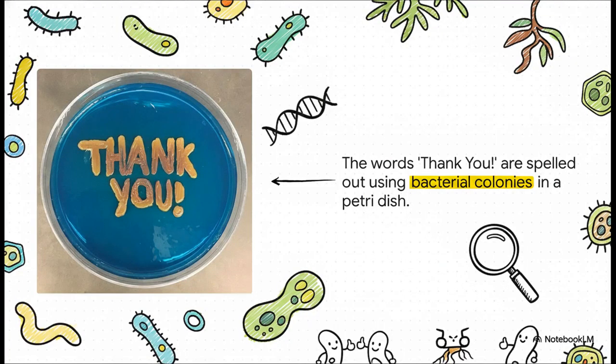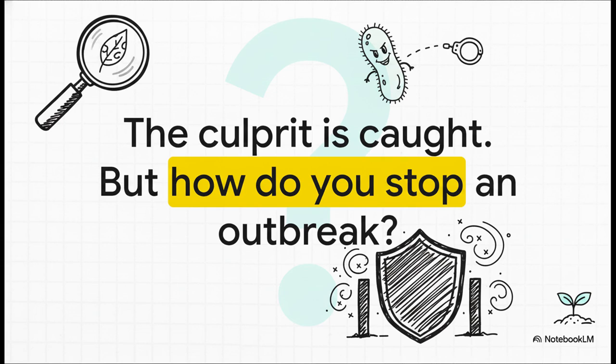And that, my friends, is how you solve a plant crime. It seems even the bacteria we've been investigating wanted to help us explain the process, so thank you. But of course, identifying the culprit, that's really only half the battle. Now that we know who did it, the next big question is, how do you stop it from happening all over again? Now that's a case for another time.